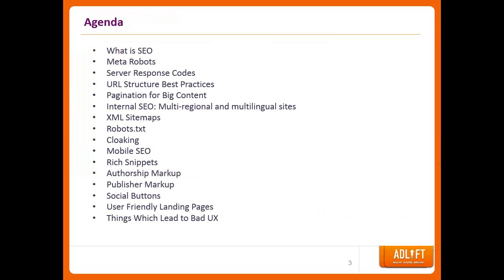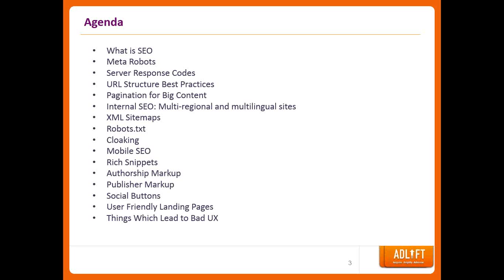This is the agenda of today's webinar. I've put together these points: what SEO basically is, how those server response codes work, what practices we should follow for URL structures, and how you can optimize your site internationally. If you have multilingual sites, how you can serve the right content to the right visitors. And if you have a big website like Jabong or Adobe or eBay, how you'll make sure that they're getting properly indexed and crawled by search engines.